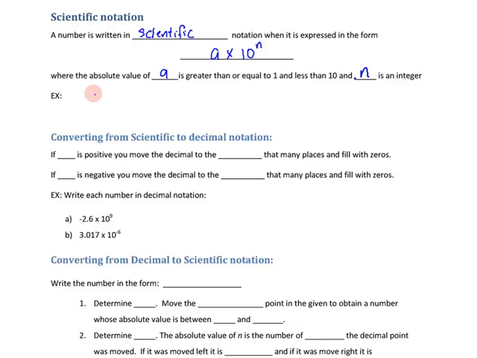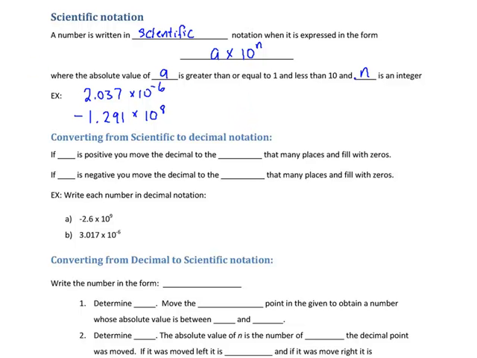So for example, the number 2.037 times 10 to the negative 6th. That is an example of a number in scientific notation. Notice the number times the 10 to a power is somewhere between 1 and 10. And the integer up here is a negative number. We could also have something like negative 1.291 times 10 to the positive 8. That's another example of a number in scientific notation.